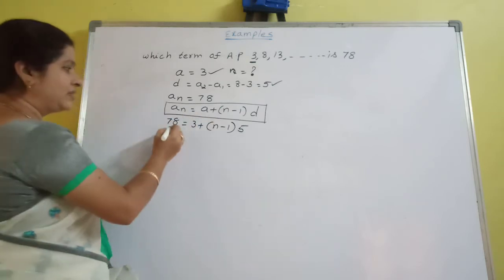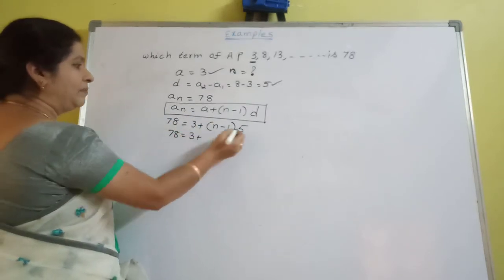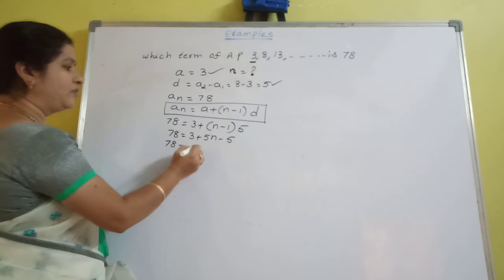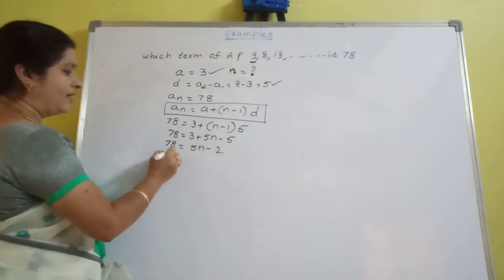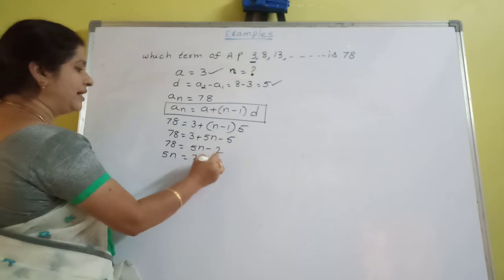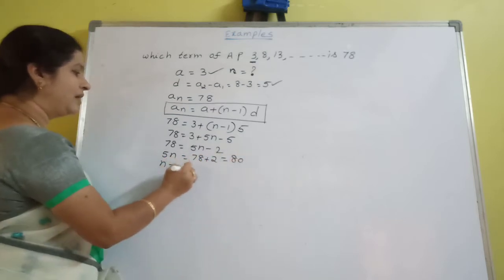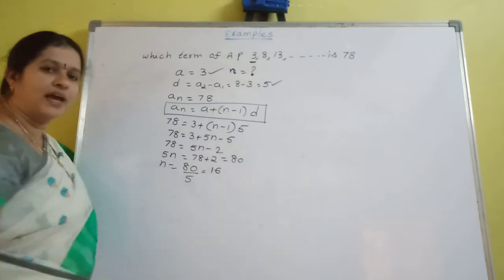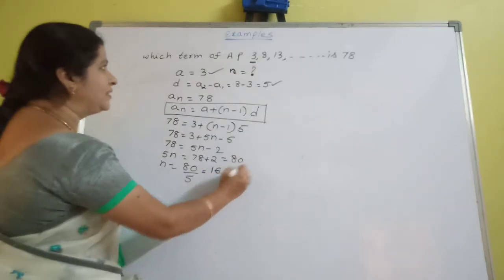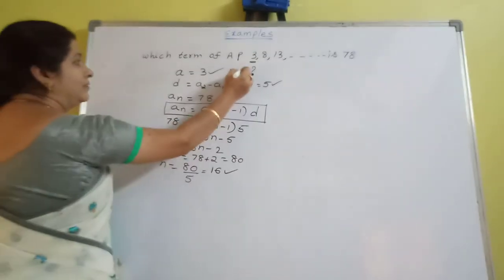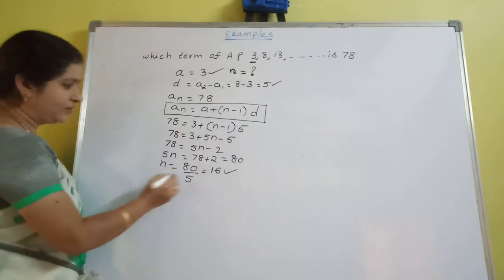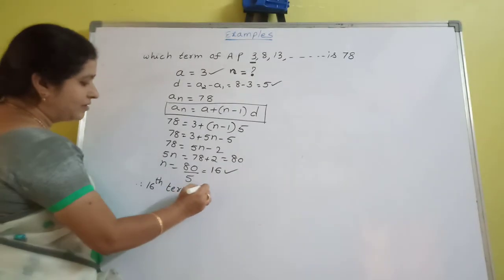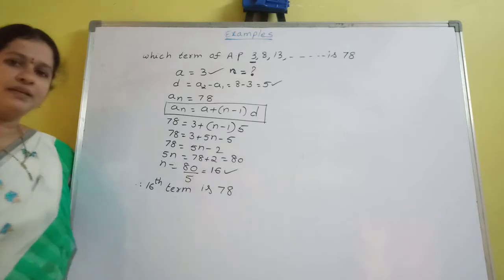So An equal to 78, a value 3, n value unknown, n minus 1, d value we got 5 here. So simplify this equation. 78 equal to 3 plus multiply with 5, 5n minus 5. So 78 equal to 5n minus 2. So 5n equal to 78 plus 2, 80. So n equal to 80 by 5, so 16. So n value we got 16. So n means here the number of the term. So therefore the 16th term is 78.